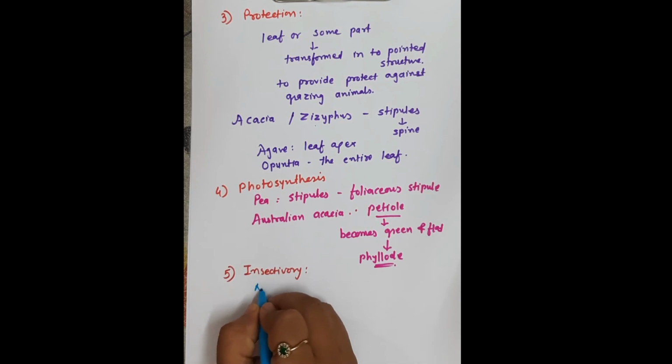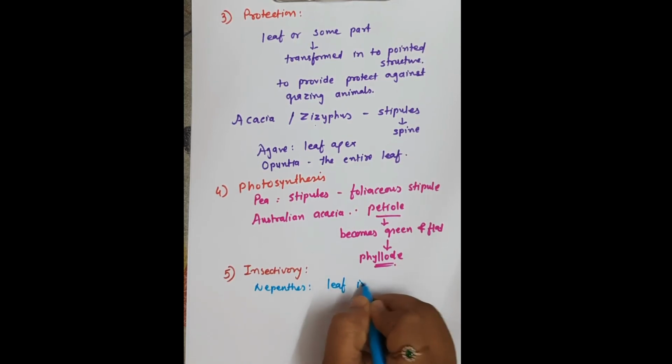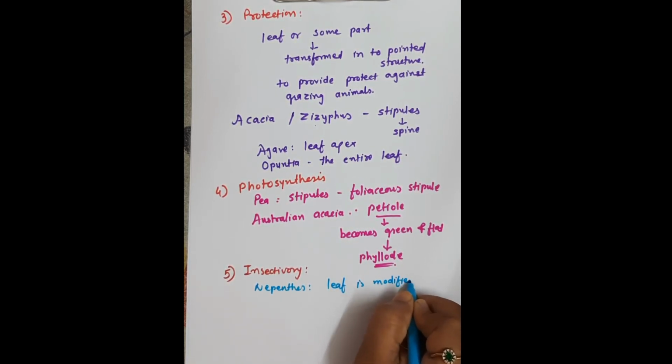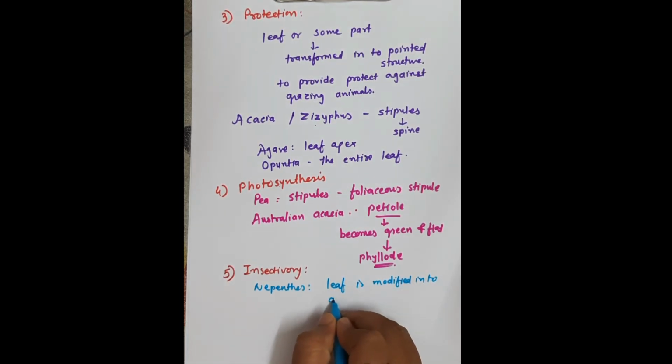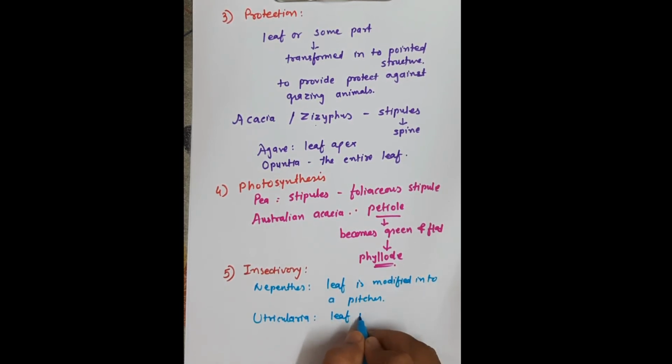So in an insectivorous plant like Nepenthes, the leaf is modified into a pitcher. Same in Utricularia, the leaf is modified into a bladder, right? Even Venus flytrap and Drosera are also examples of insectivorous plants.